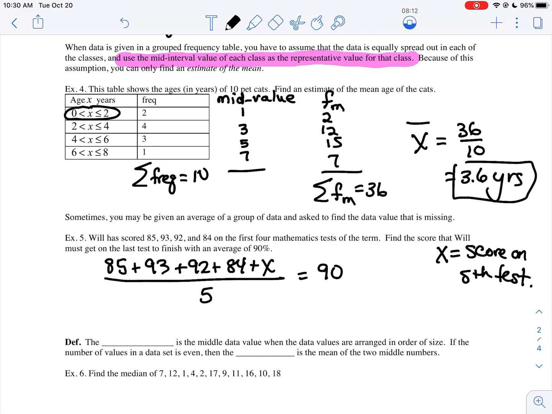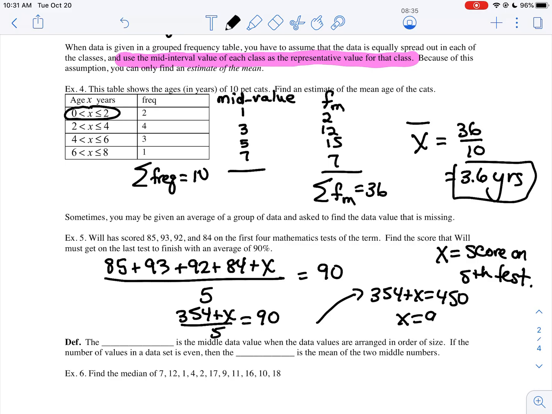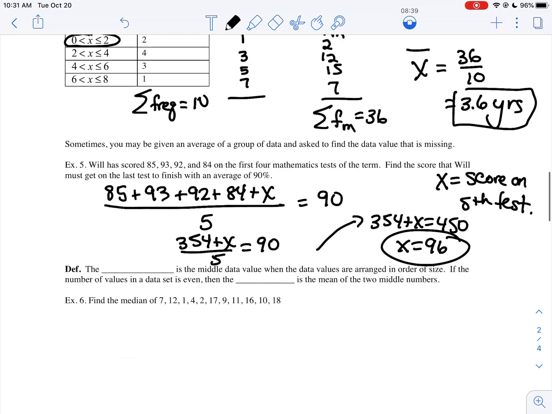All right, go ahead and solve this. I got 354 plus x over 5 equals 90. Multiply by 5, and x is 96. So Will needs to score a 96 on the final test to finish with an average of 90%.